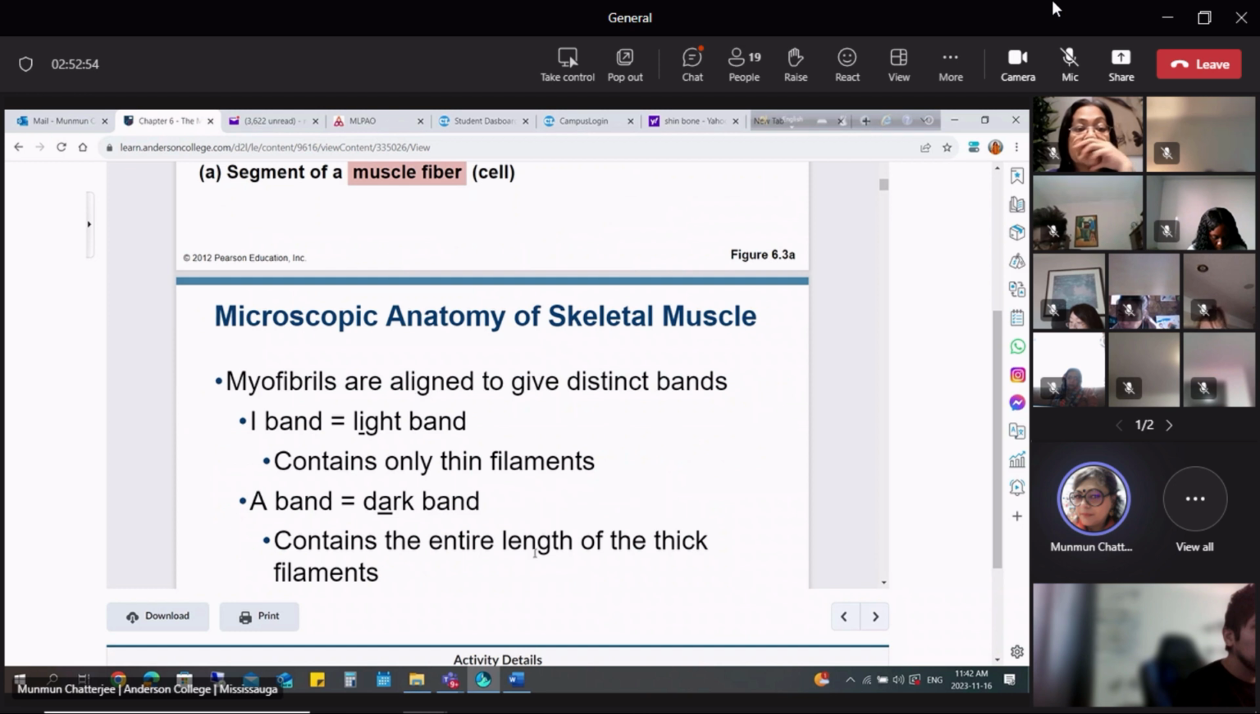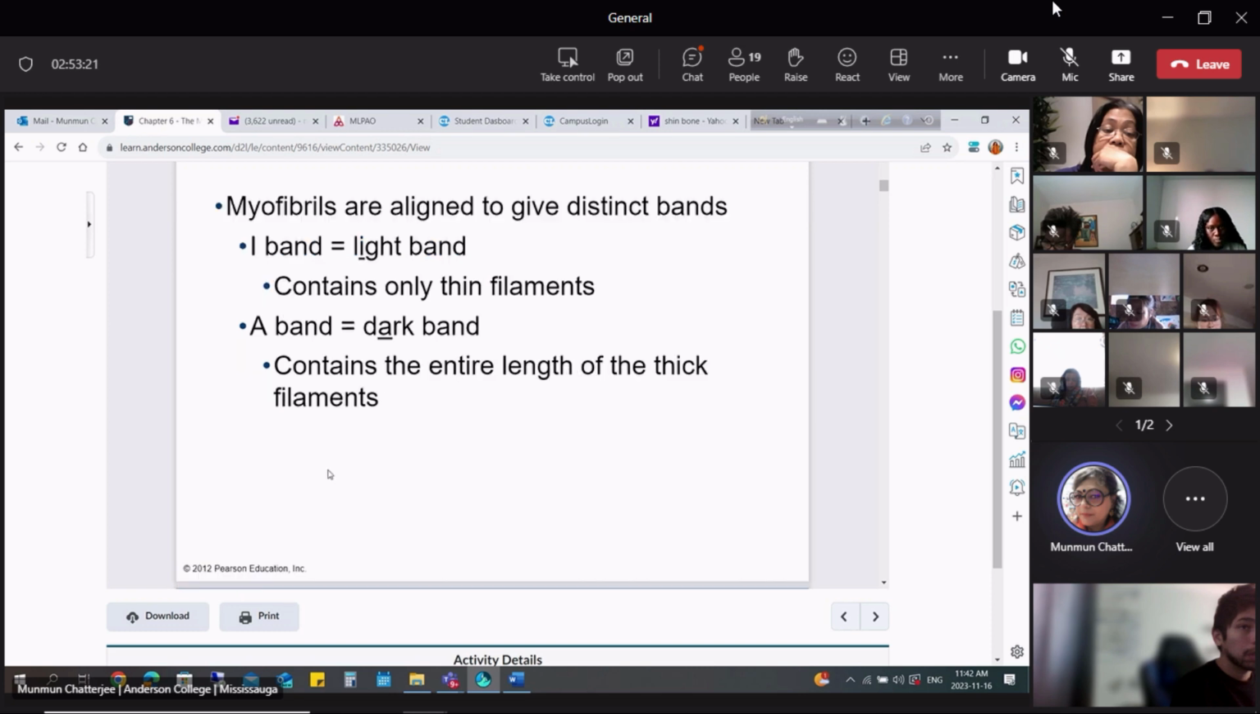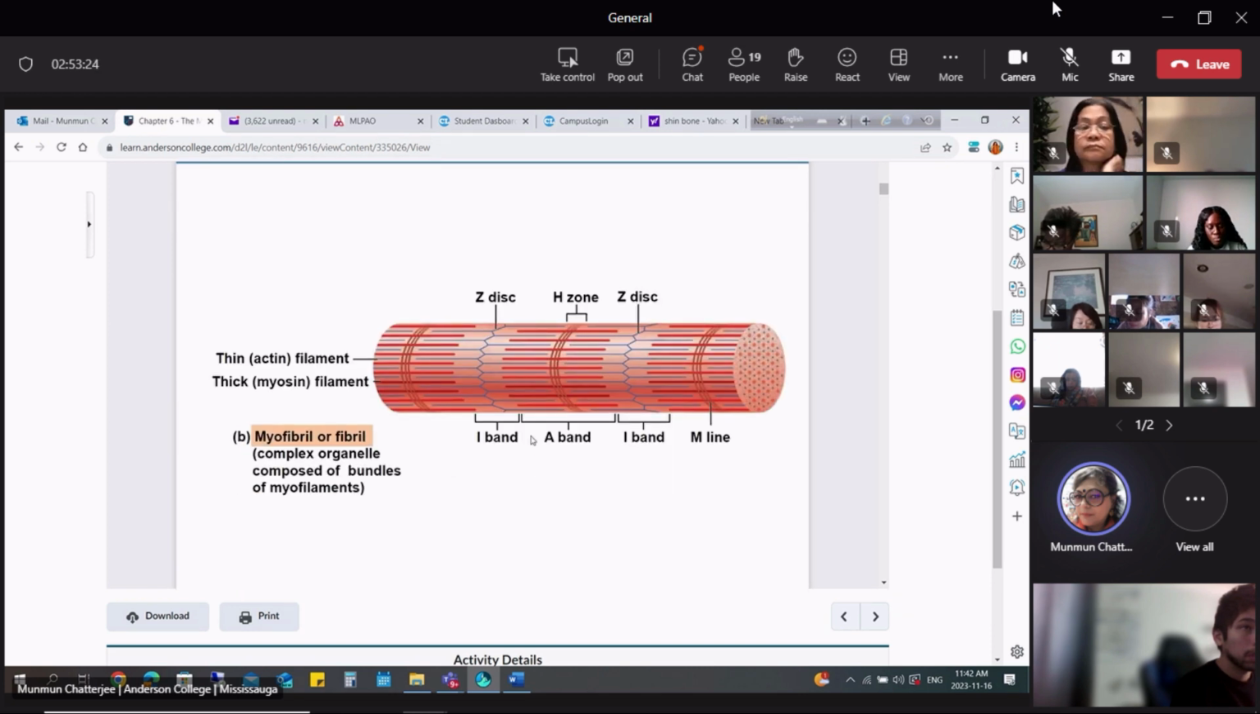So myofibrils are aligned to give distinct bands, the I bands and the A bands, called the light bands and dark bands. These two bands are mainly responsible for the movement of the muscle. When the muscle moves, these two work along with other systems, like the cardiovascular system and your nervous system, to help in the muscle movement using the I band and A band. So here, this is called the I band and this is called the A band. There is an alternating I band and A band.